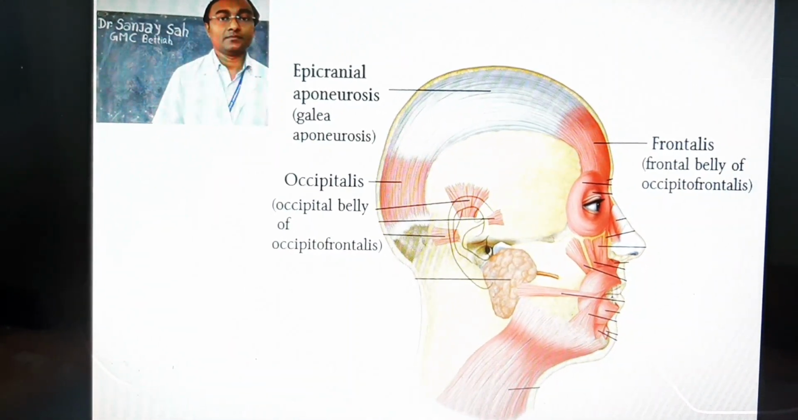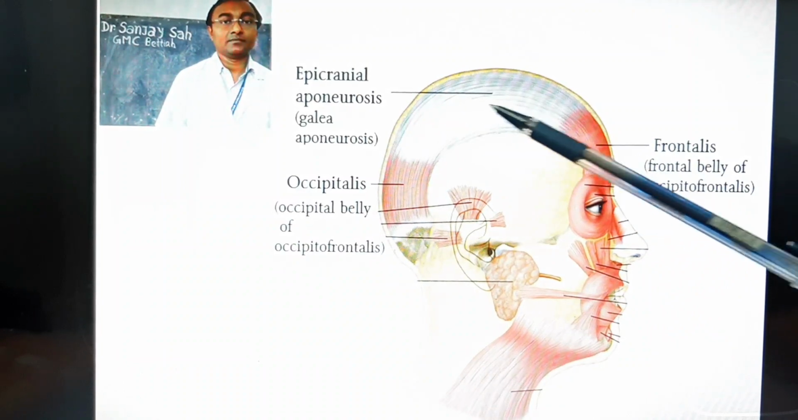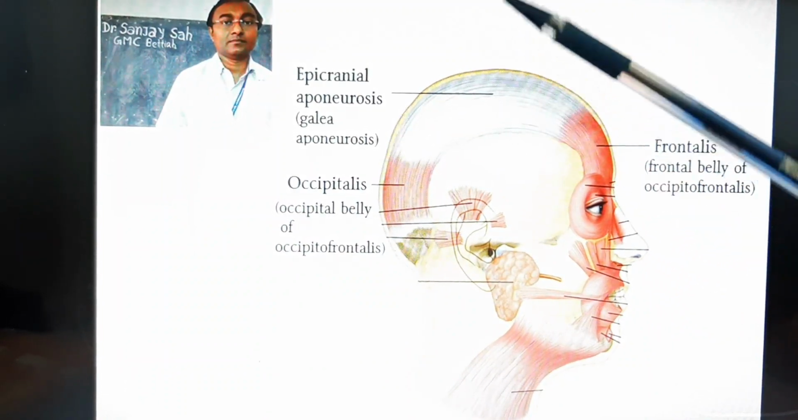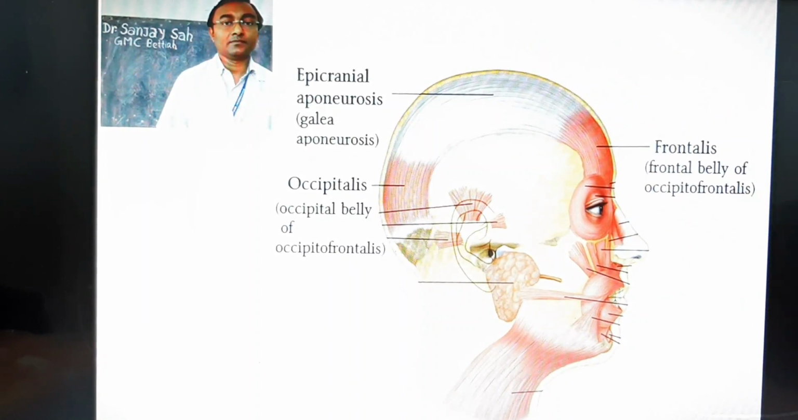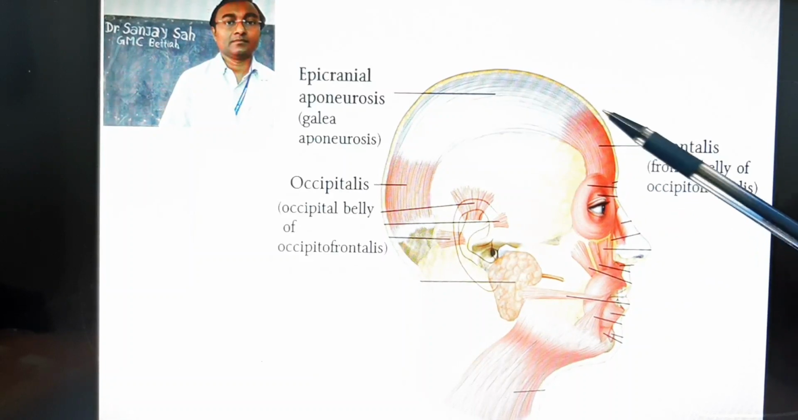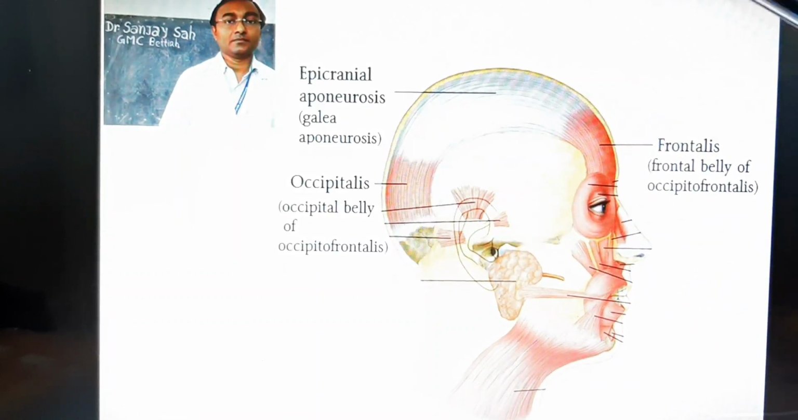In this atlas you can see this one is the aponeurosis, epicranial aponeurosis or Galea aponeurotica, which has the insertion of the occipitofrontalis muscle, which has two bellies, the frontal belly and the occipital belly. The frontal belly inserts in the anterior part and the occipital belly inserts in the posterior part.